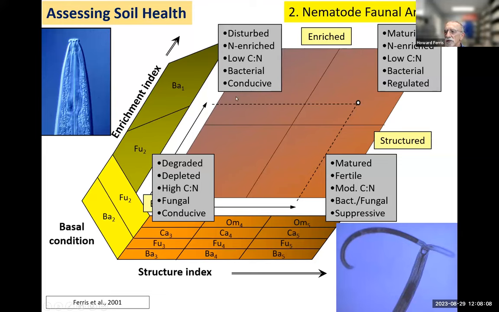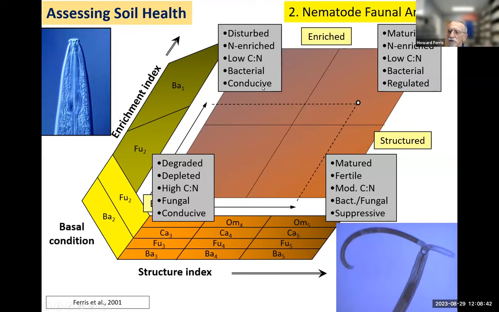And there we would say that this is probably a pretty disturbed system, because those nematodes that are sensitive are not here. The structure index is low. It's probably nitrogen enriched, because there are a lot of bacterial feeding nematodes in there, which a lot of bacteria would support. The carbon to nitrogen ratio is probably low. In other words, it's nitrogen rich. Decomposition is primarily bacterial, and it's conducive.